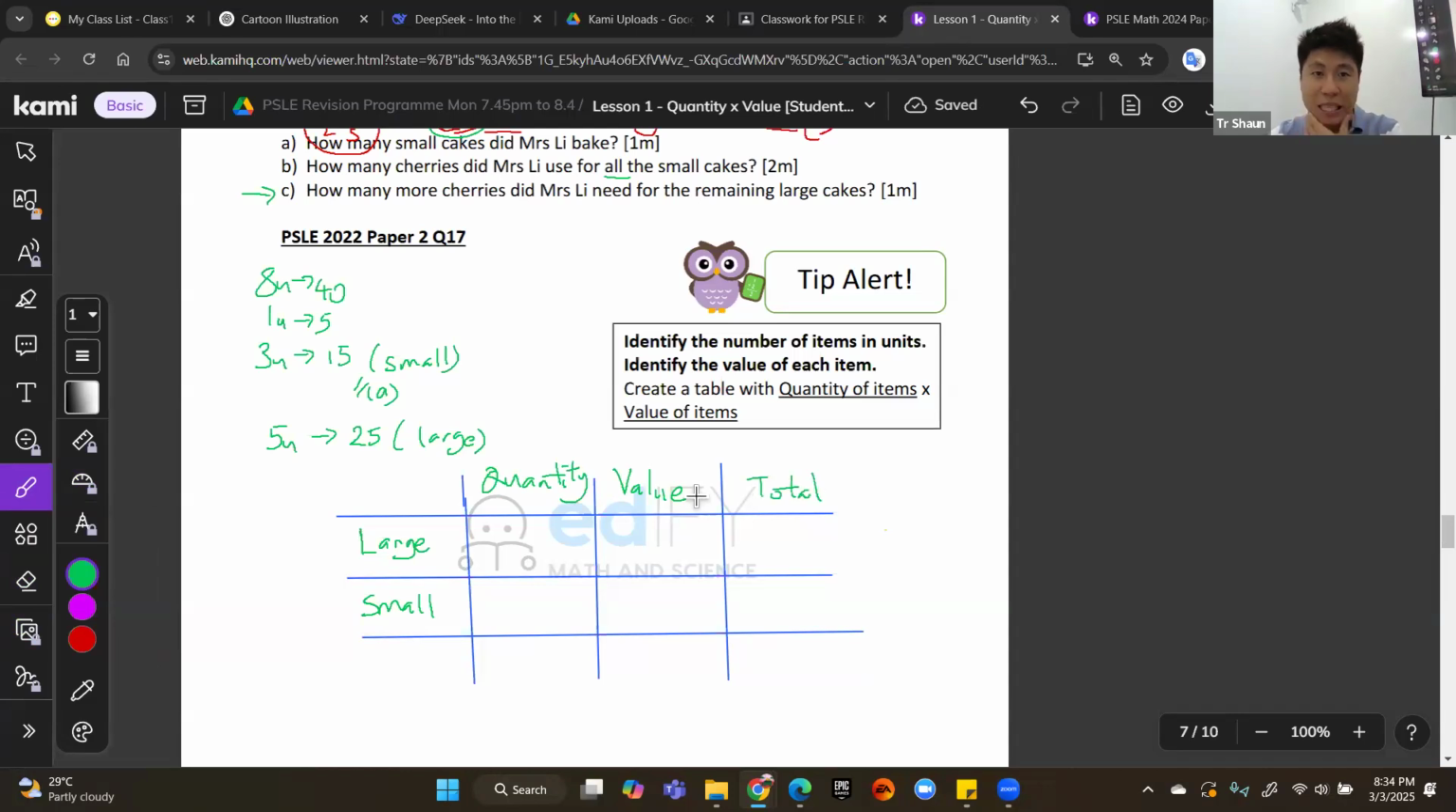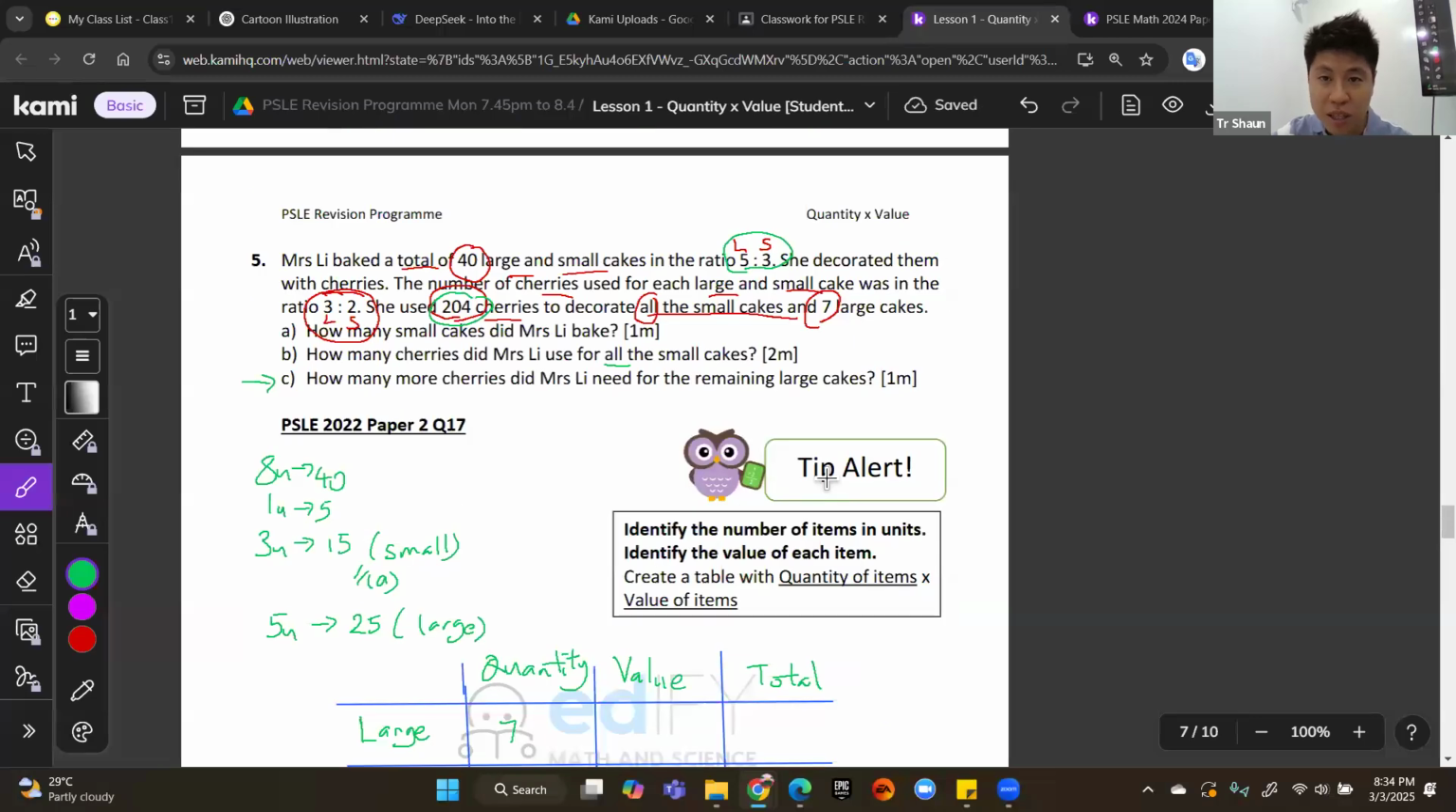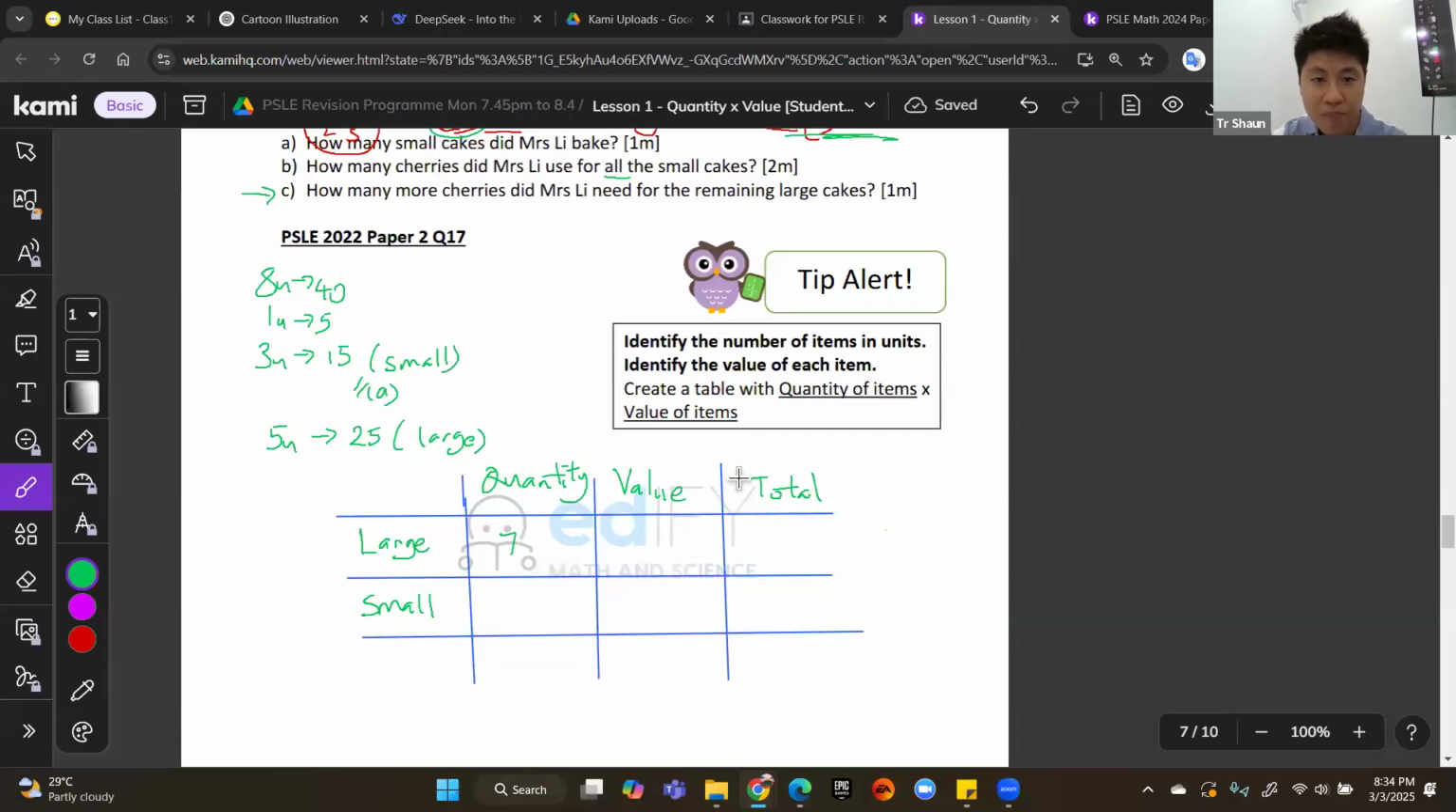Okay, so let's start. Because eventually I want to get 204 cherries, right? So large is 7, right? They tell you in the question, they say 7 large. So 7 large I want to put here. How about small? Small is 15, right? We found 15 at the front here. So here is 15. And value, what is the value? Some of you should fill it in.